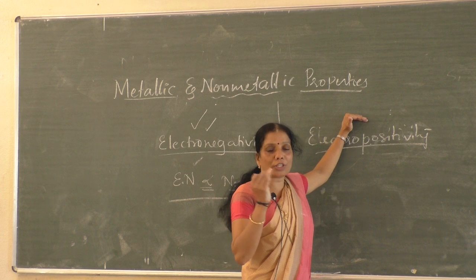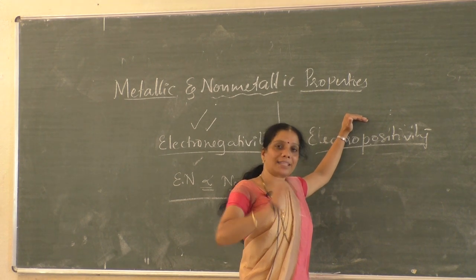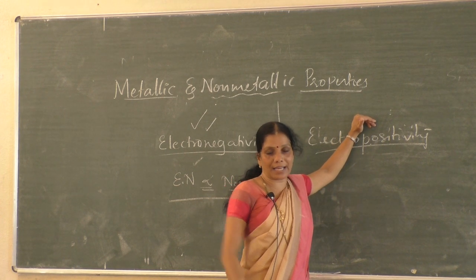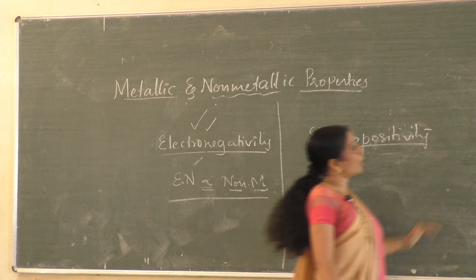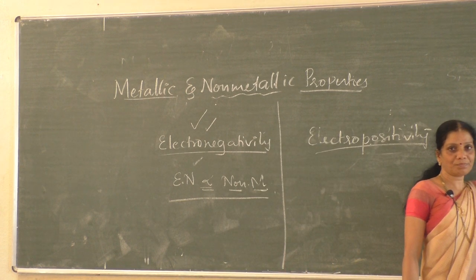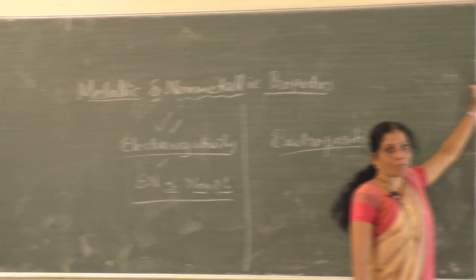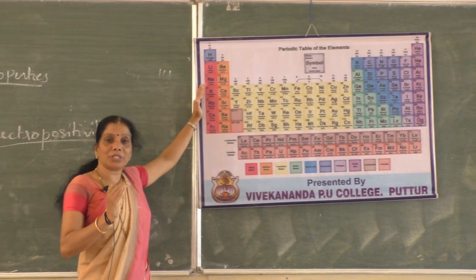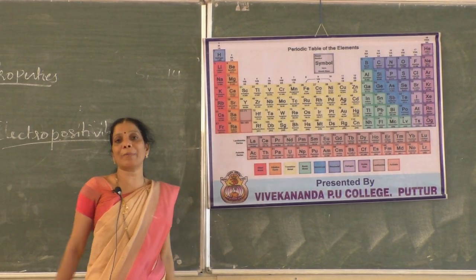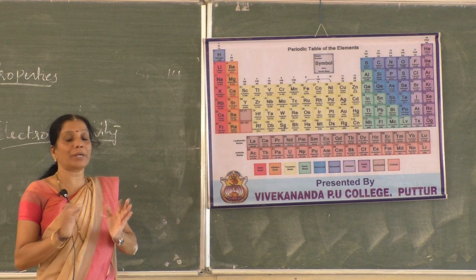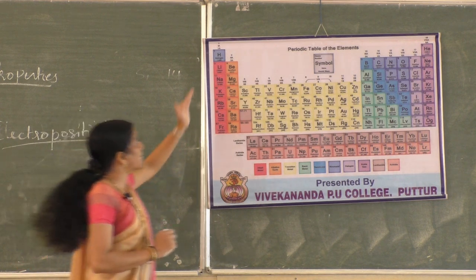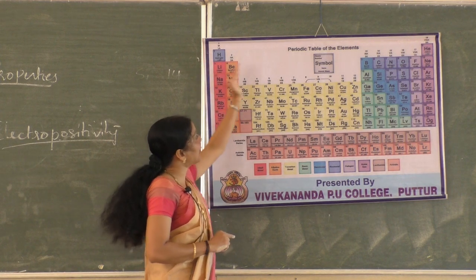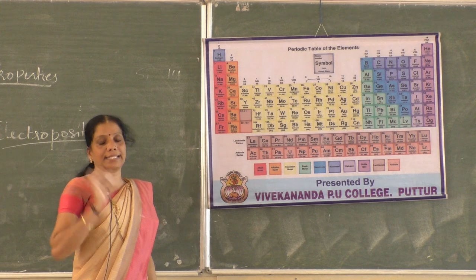Follow this now? Electronegative means tendency to attract the electrons. Electropositive means tendency to lose or donate the electrons. Listen now, in the modern periodic table, as we move from left to the right direction, what happens to the metallic property? Metallic property goes on decreasing as we move from left to right.